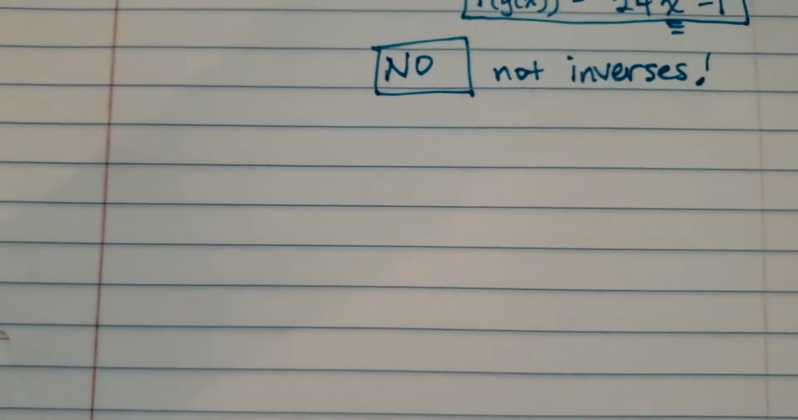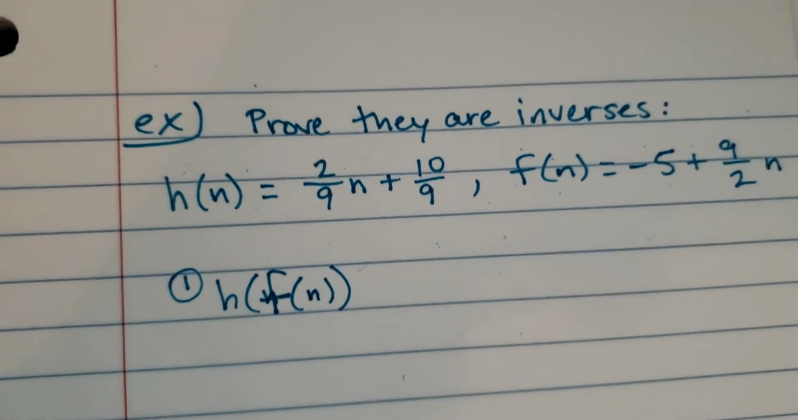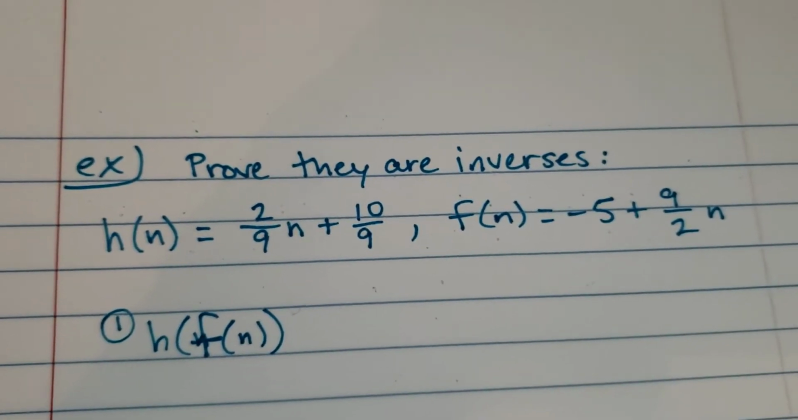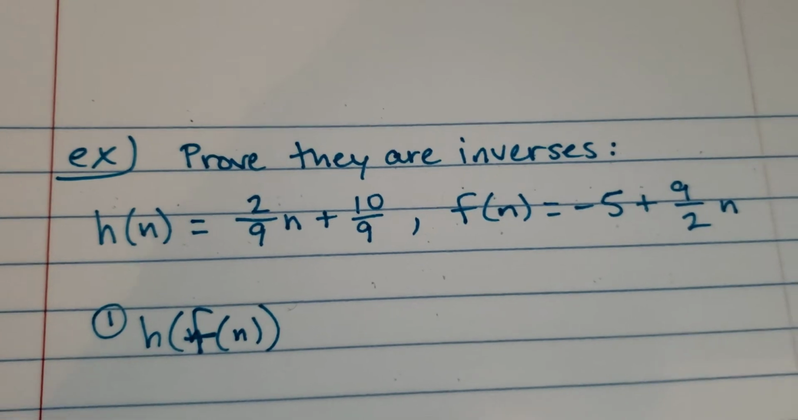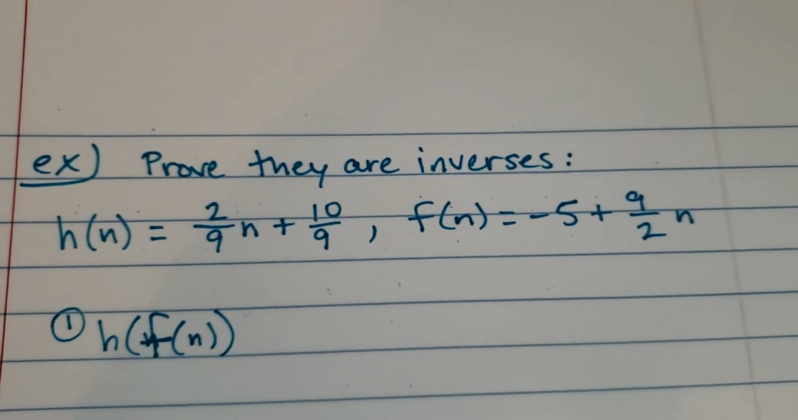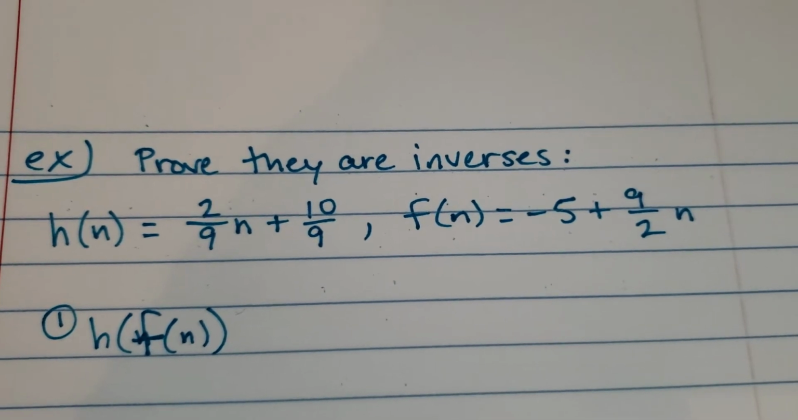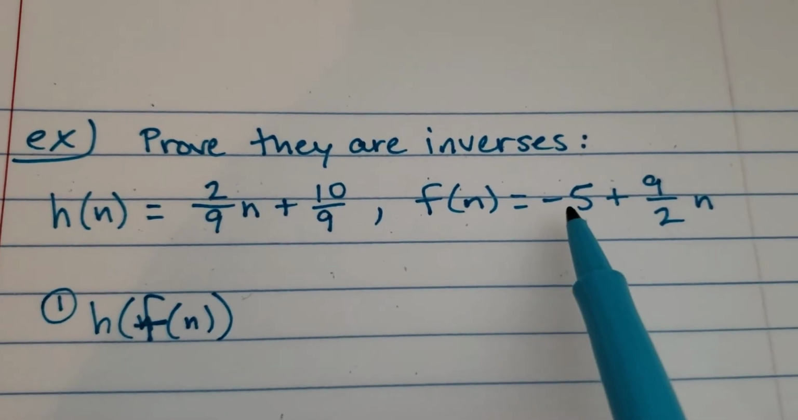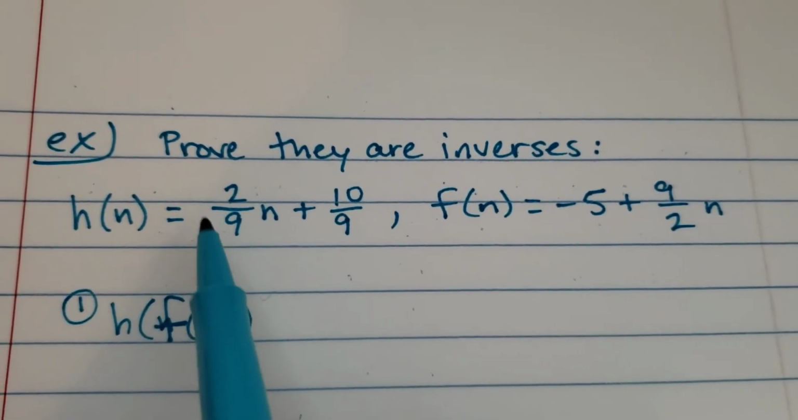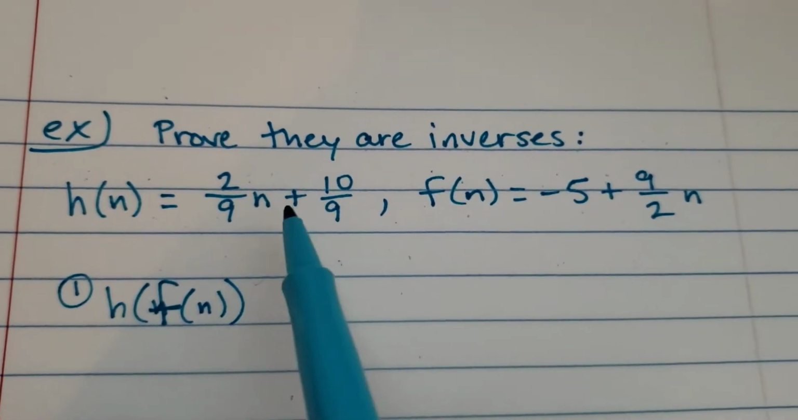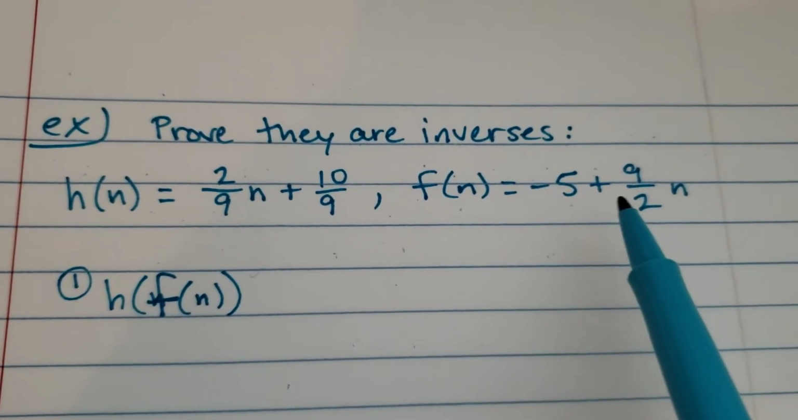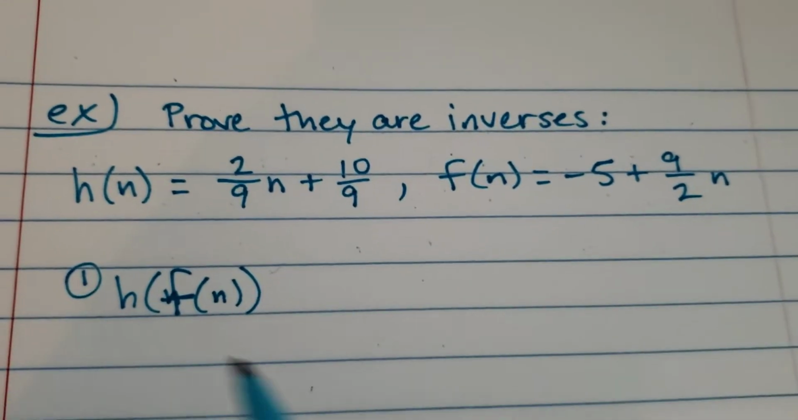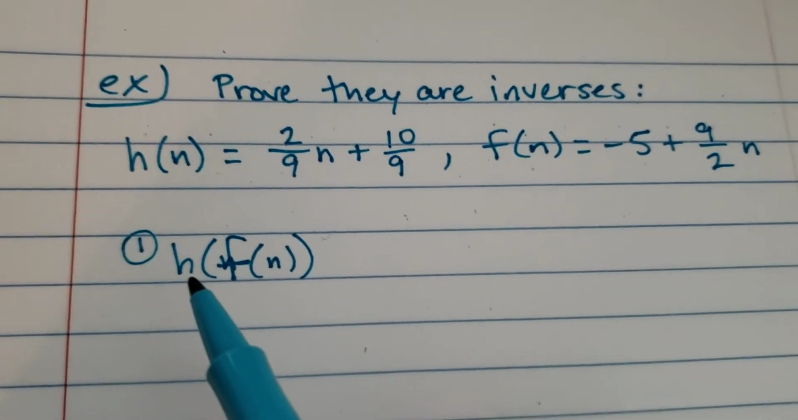Okay, let's try one where they are inverses. Next example. Prove they are inverses. h of n is 2 over 9 times n plus 10 over 9. f of n is negative 5 plus 9 over 2 times n. Again, glance at it and see. This one has addition. This one has a negative or subtraction. This one has 2 over 9. This one has 9 over 2. I'm already seeing inverse operations. So I'm hoping that, yes, these will be inverses. But to prove it, I have to do composition both ways.